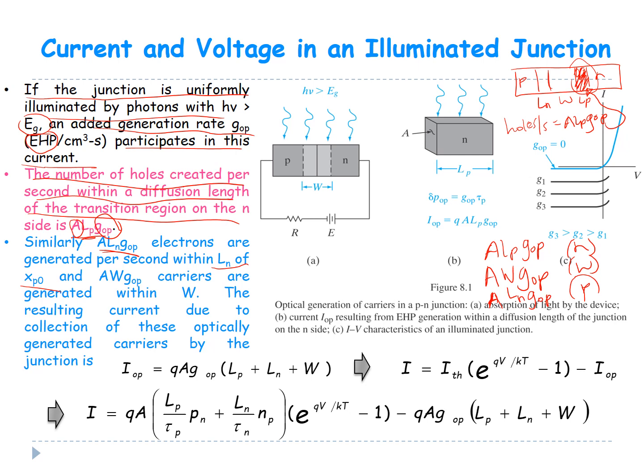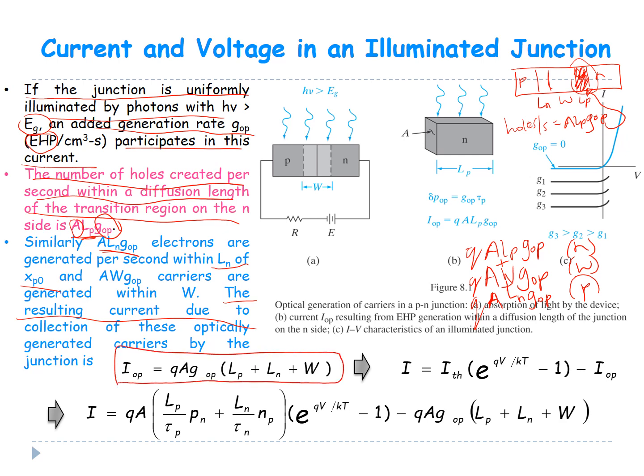So the resulting current due to the collection of these optically generated carriers by the junction is simply, if this is the number of carriers per second, and you want the current, which is charge per second, you simply multiply by the charge on the hole. So we are considering holes, so you simply multiply this by Q and you add them. Okay, so that's the total charge that you get. So if you do that, you come up with this equation here.